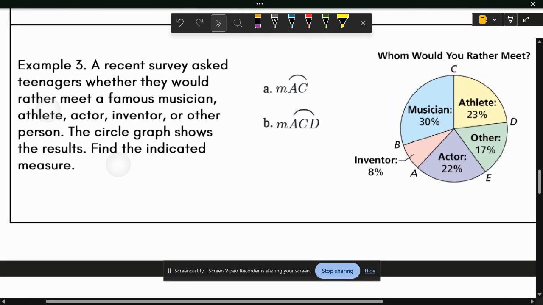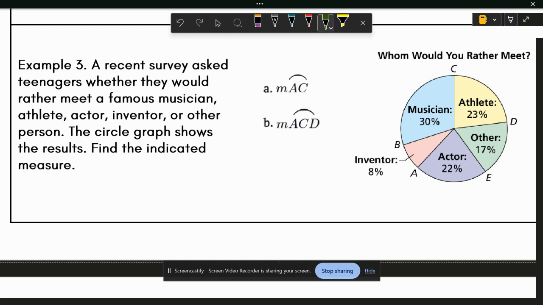A recent survey asked teenagers whether they'd rather meet a famous musician, famous athlete, a famous actor, a famous inventor, or somebody else that's famous. The circle graph shows the results. Find the indicated measure. So it says the measure of AC. Again, it's going to be our minor arc, A all the way to C.